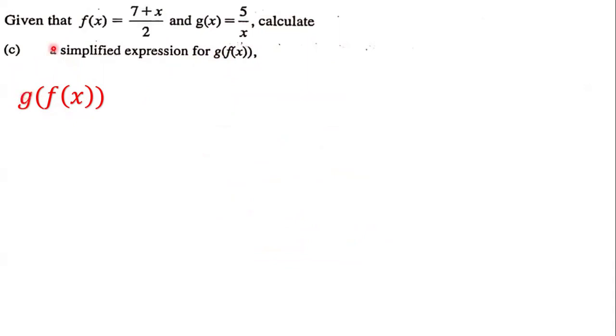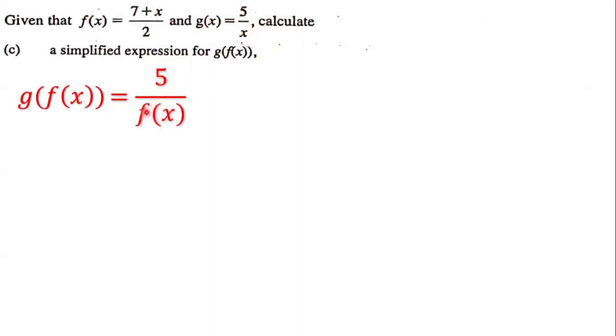Now, what is f(x)? Well, f(x) is equal to (7 plus x) over 2. And what is g(x)? Well, g(x) is equal to 5 over x. So notice here we have g(x), and wherever we see x, we're going to put f(x). So it's not 5 over x anymore, it's going to be 5 over f(x), because wherever we see x, we put f(x).